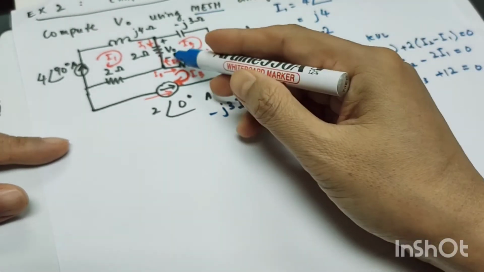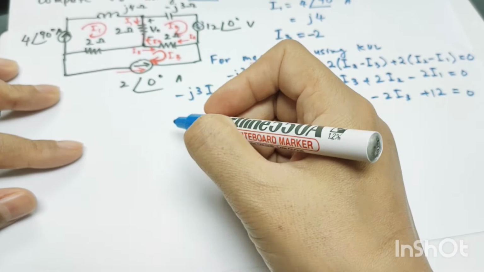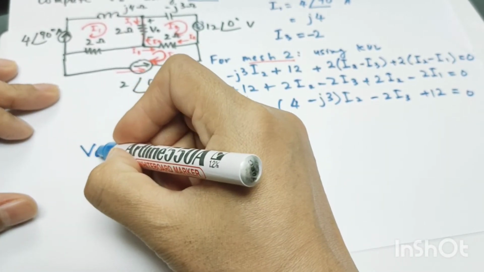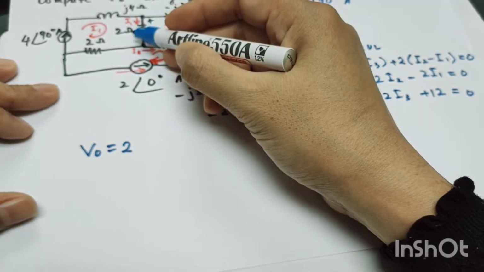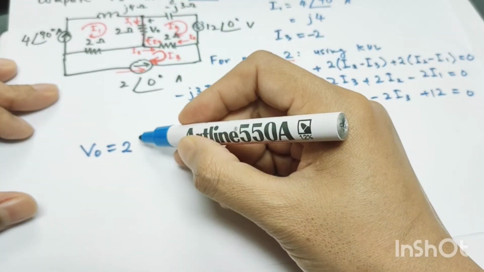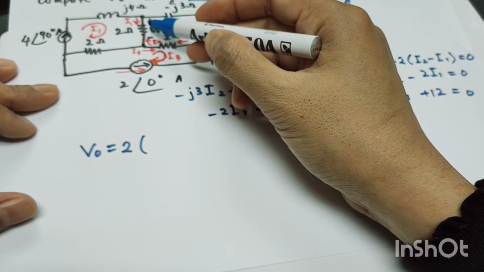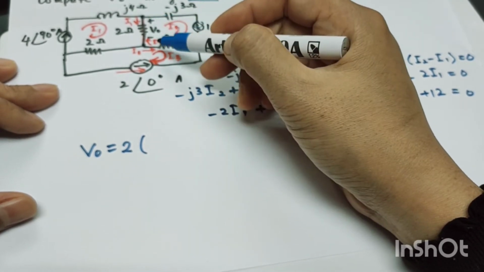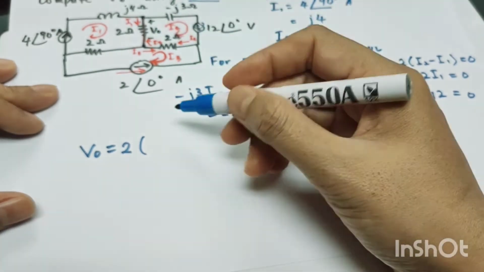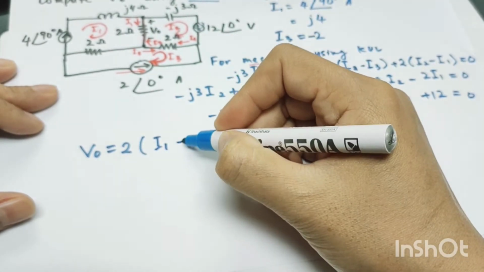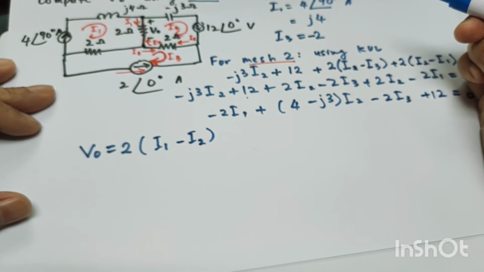We know that V0 equals V equals IR. The resistor value is 2 ohms, 2 times the current, which is the resultant of I1 and I2. So we can assume that V0 is equal to 2 times I1 minus I2.